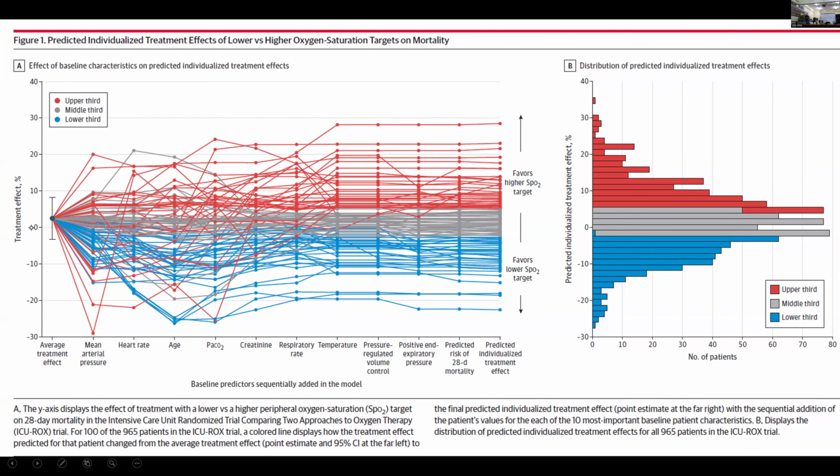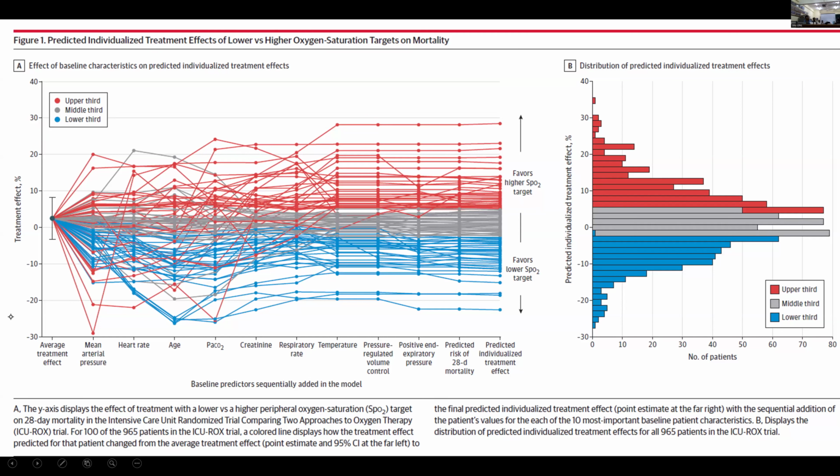Zero effect means no difference in 28-day mortality. Above this means the higher oxygen target was good, favoring mortality. Lower than this means the lower oxygen target was good for 28-day mortality. This first line is called the average treatment effect. So how do we interpret that? Point estimates seem to favor higher oxygen. But the confidence interval was crossing.